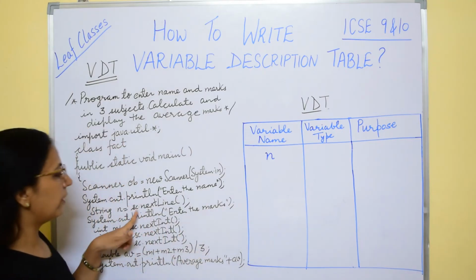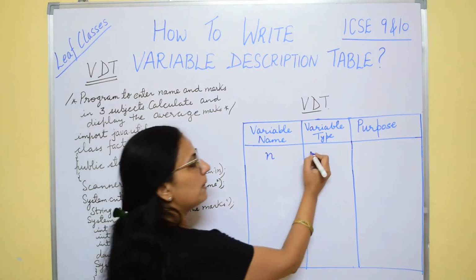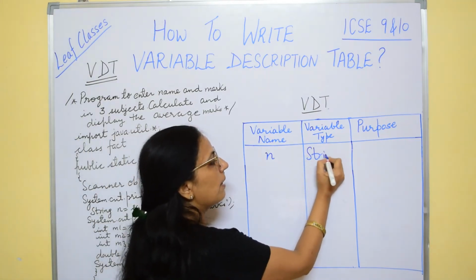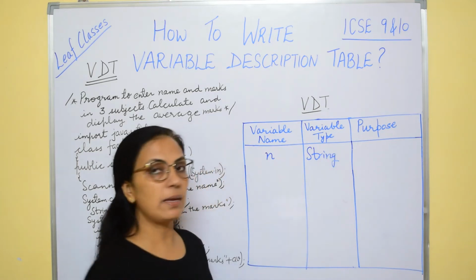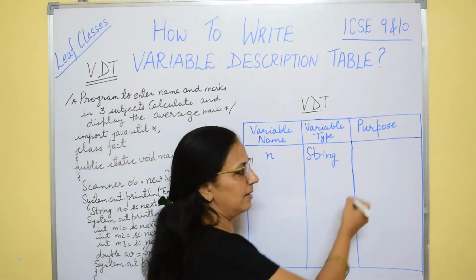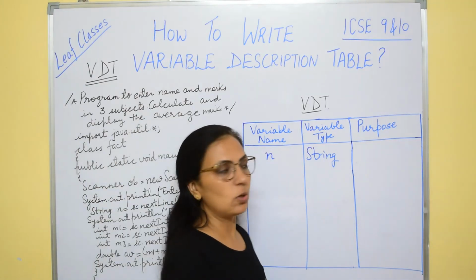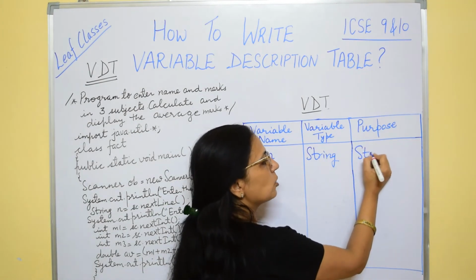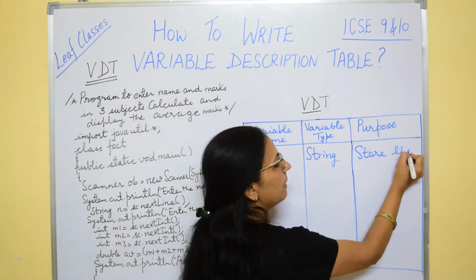N I have taken for name. So the variable type is String. Please write the correct variable type. Whenever we write String, S has to be capital. Then the purpose of N is to store the name. So you can write store the name or enter the name.